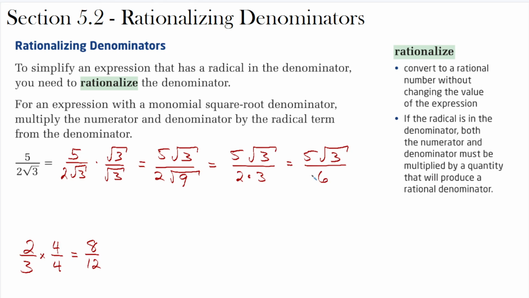And there. So just like that, now we have a radical in the numerator, which is absolutely fine, but we've removed the radical from the denominator and have therefore rationalized it. The denominator is now a rational number.